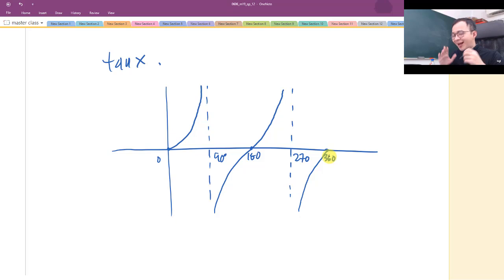Yeah, tangent graph, I think just do the dotted line because it's very important.